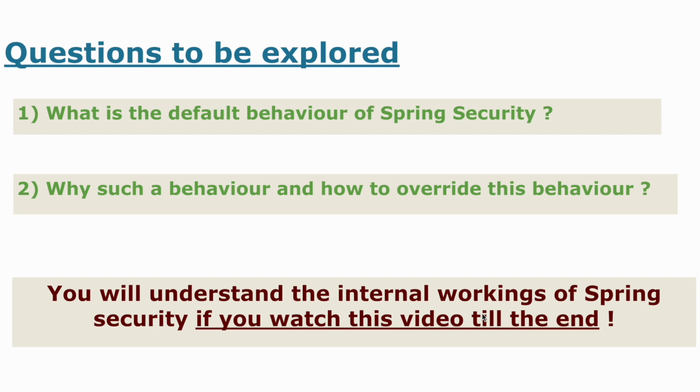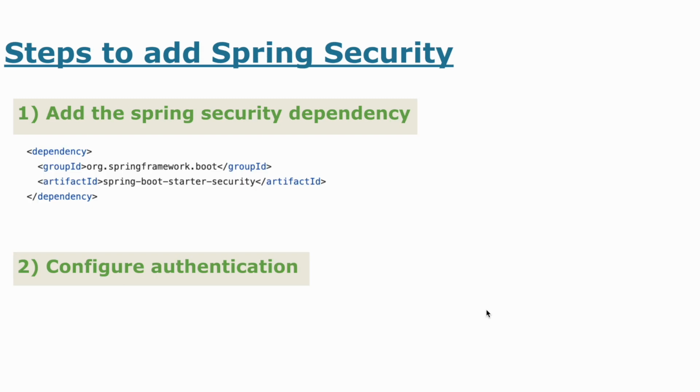And in this session, I'm going to show you the default behavior of Spring Security, and more importantly, why Spring Security enforces such a default behavior, and how, as a programmer, we can override it. What are the steps to add Spring Security? The first and basic step is, of course, to add the Spring Boot Starter Security as a dependency in your Spring Boot project.